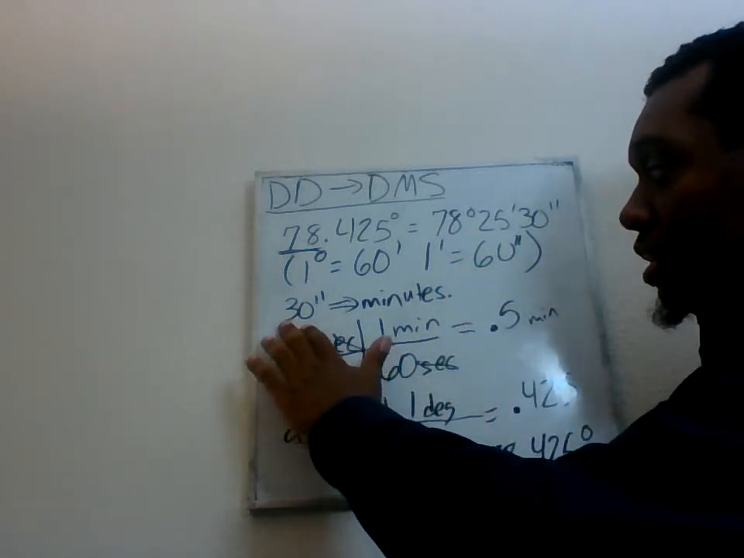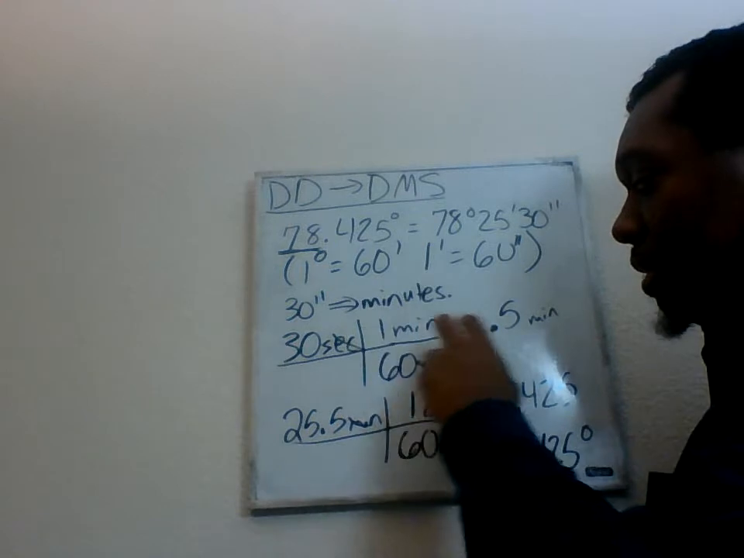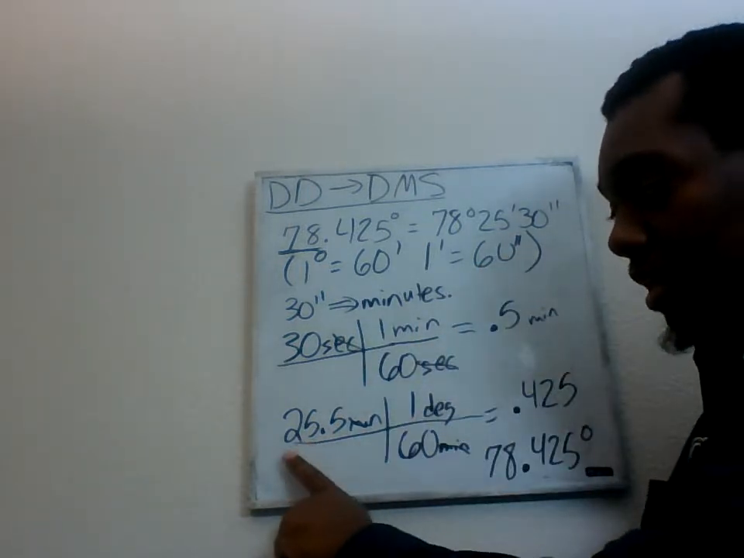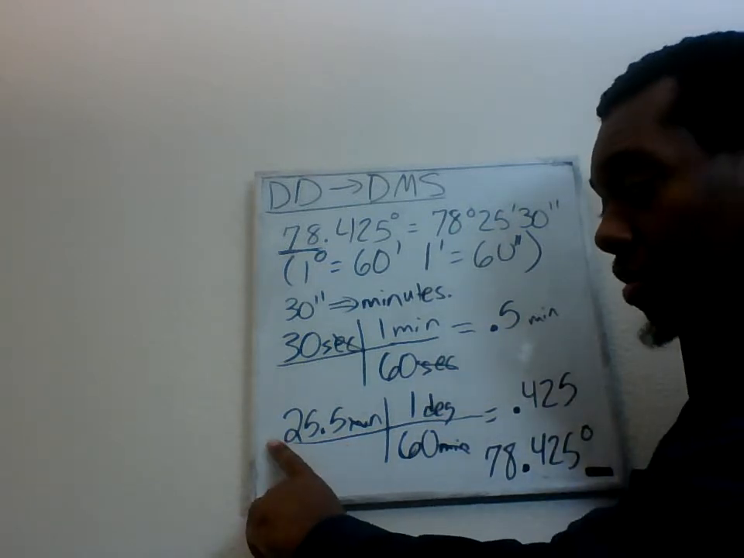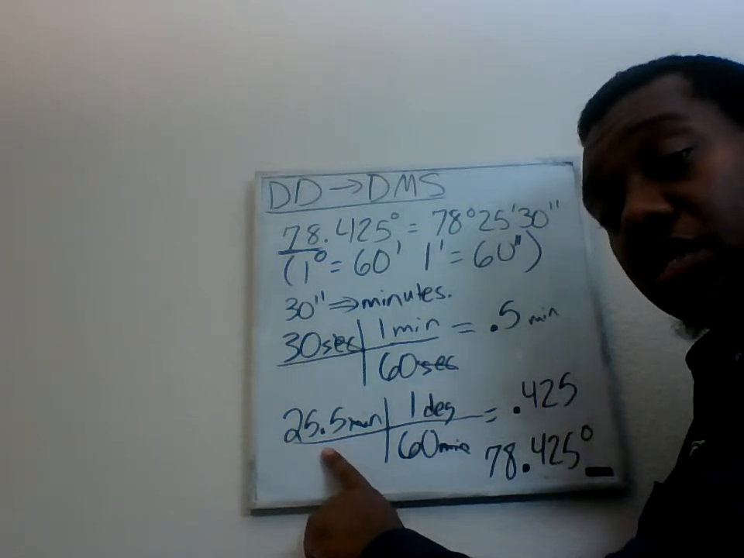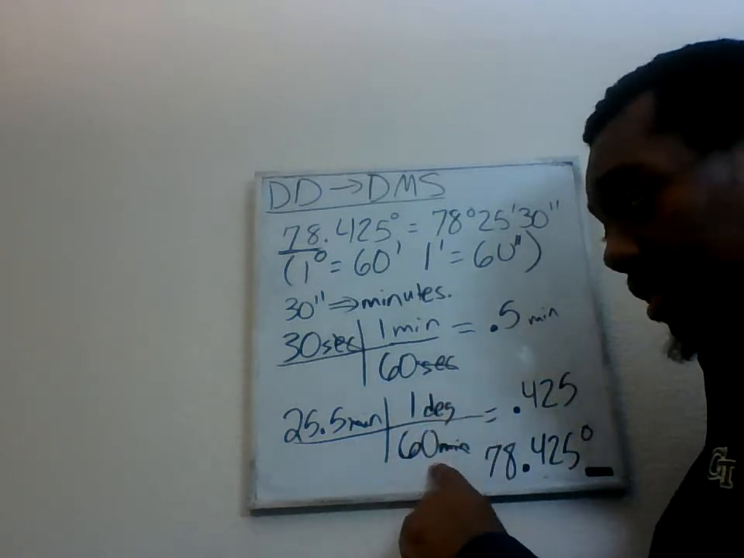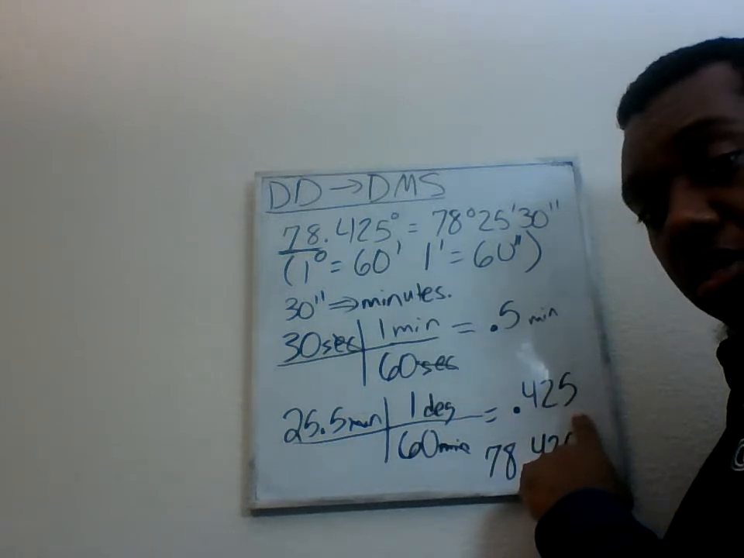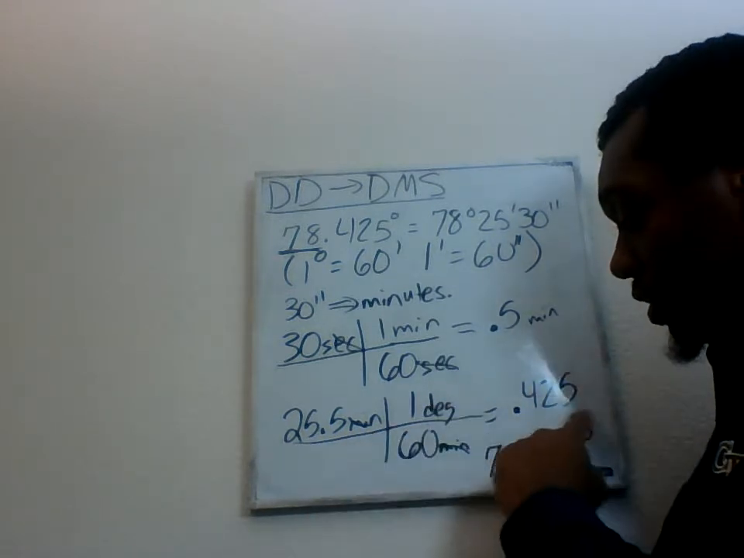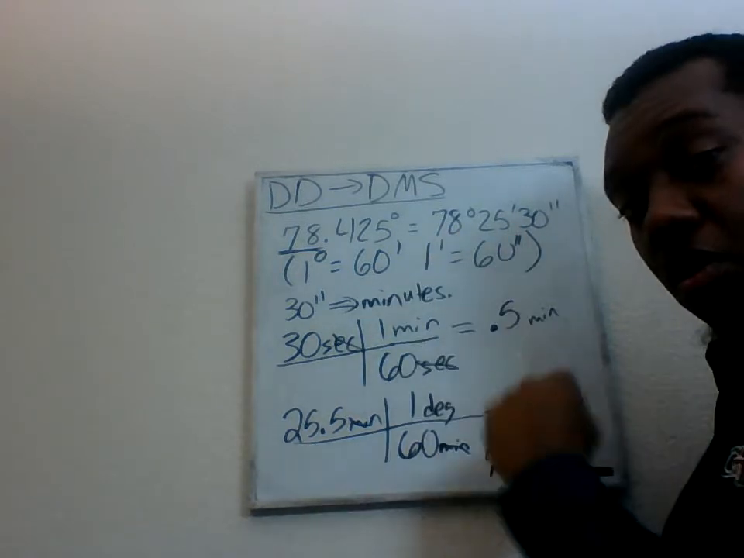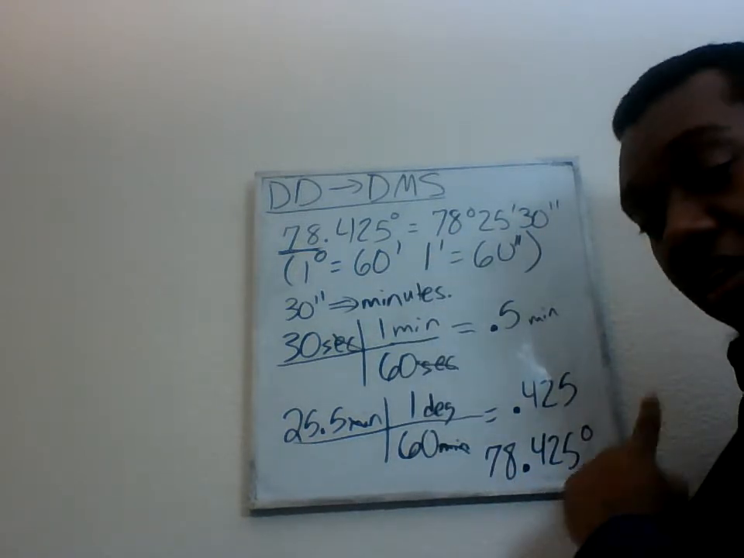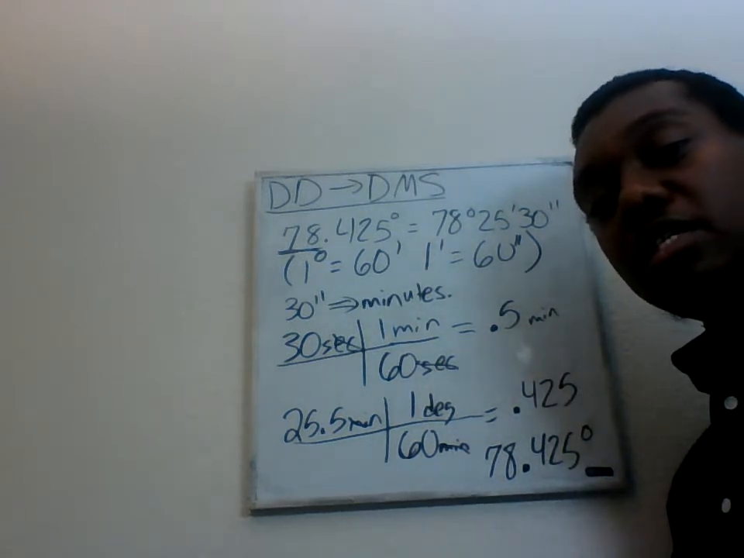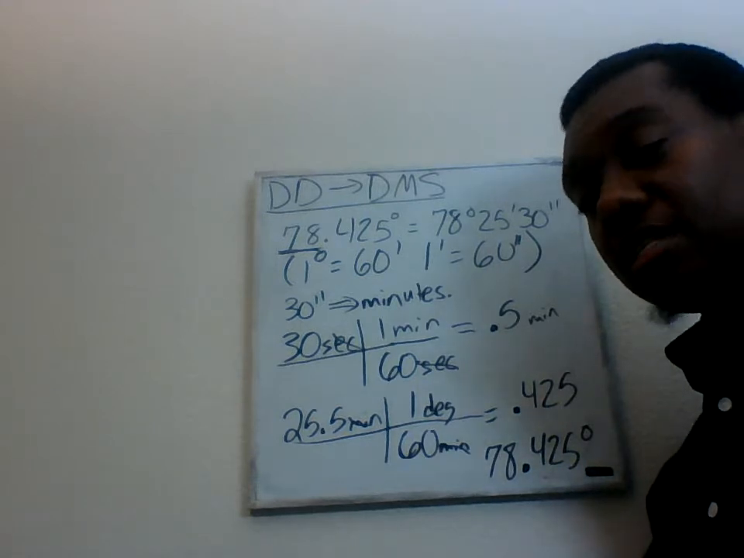So in this case, we took 30 seconds, converted 30 seconds into minutes, and we got 0.5 minutes. So that 0.5 has to be added to our 25 minutes, so we get 25.5 minutes. Going from 25.5 minutes to degrees, we know that for every 1 degree, there are 60 minutes. So we divided those two, and we end up with 0.425 degrees in total for this portion. So we take that plus the 78 that we know we definitely have. We have 78.425 degrees. And that is how you convert between decimal degrees and degrees, minutes, seconds.